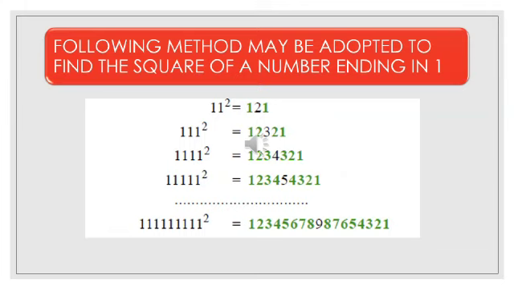A method may be adopted to find the square of a number ending in 1. Suppose that we have to find the square of 21; 11 squared equals 121, 111 squared equals 12321, 1111 squared equals 1234321. So in this way we are able to write down the answers directly from the question.